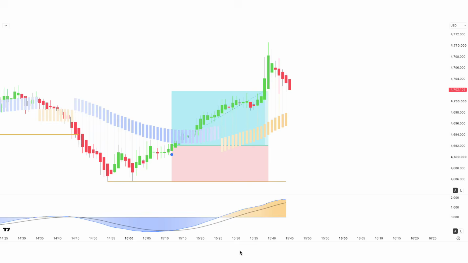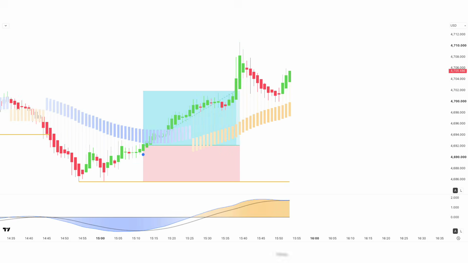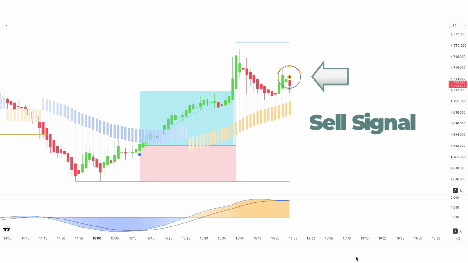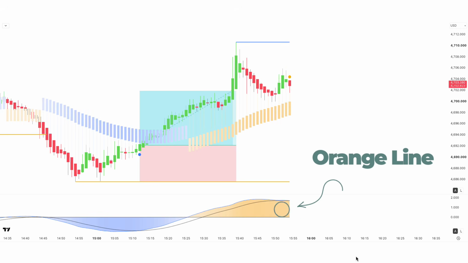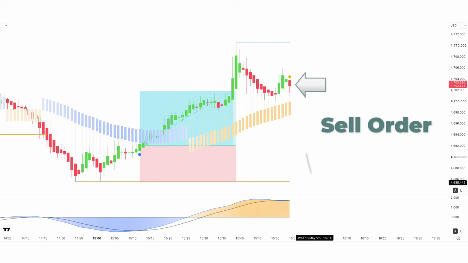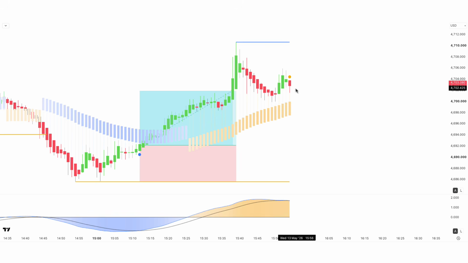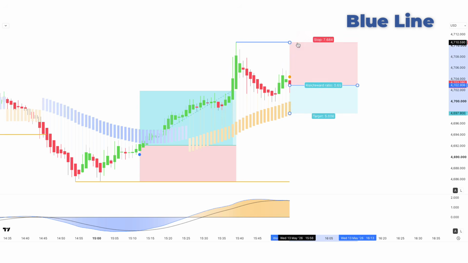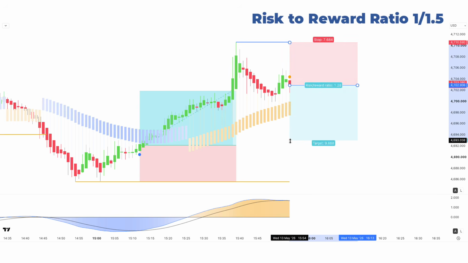Let us now understand the short position. When the Nadaraya-Watson regression label down appears, this is a sell signal. The liquidity sweeps indicator should show the orange area. The market forms a bearish candle. If these conditions are fulfilled, then we will place a sell order. Our stop loss is to be placed at the blue line, and the risk to reward ratio will be 1:1.5.